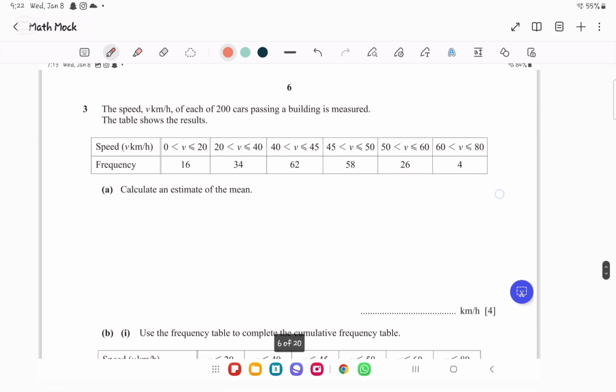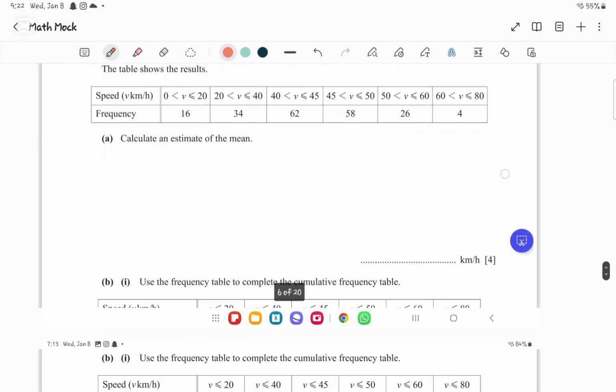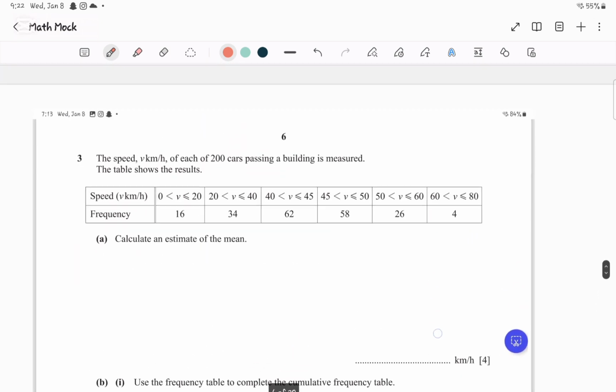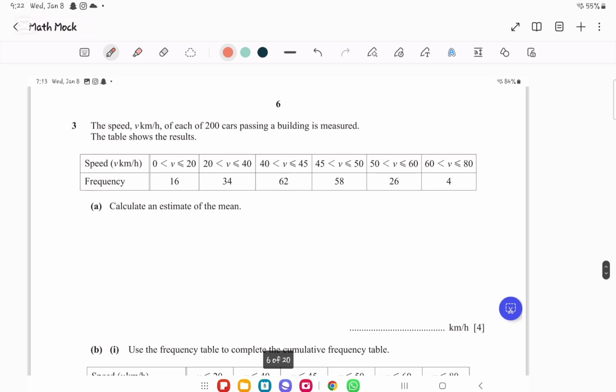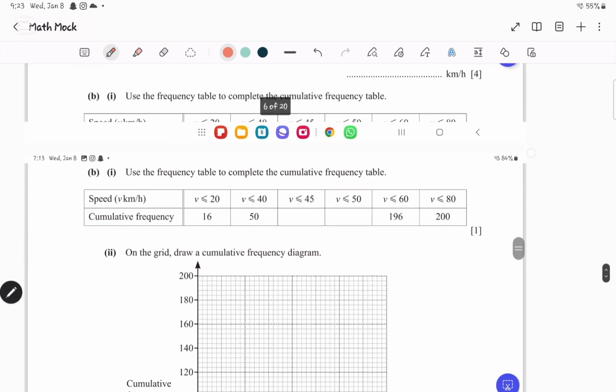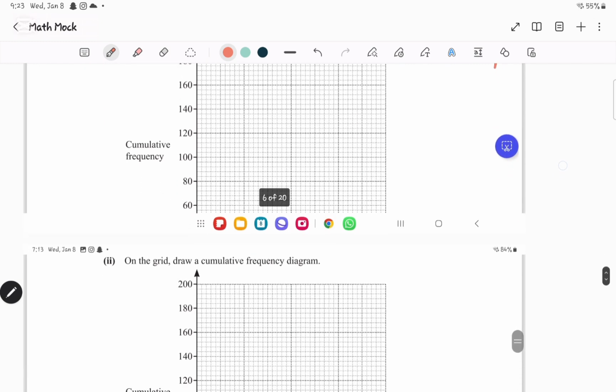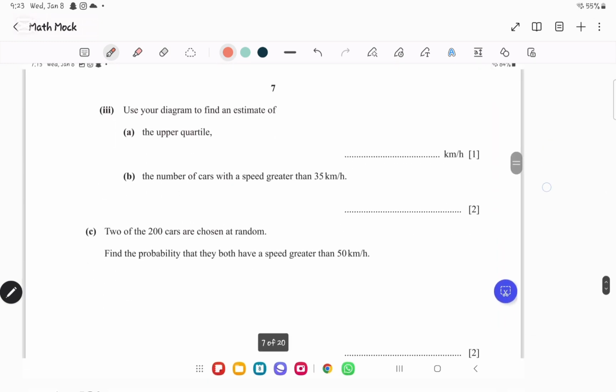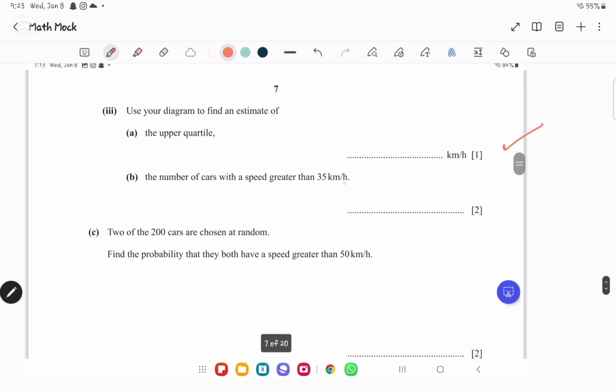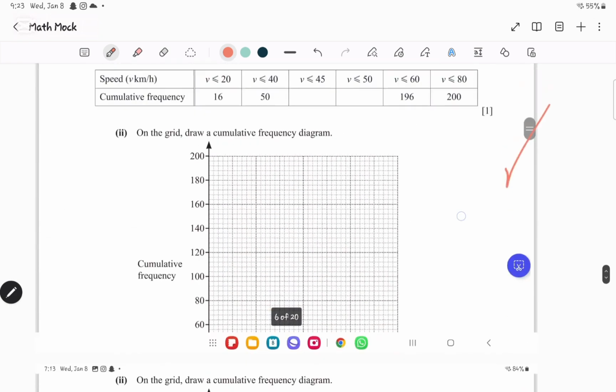And now we have a new past paper. Okay, we're going to move on to a new past paper. Question 3 is very long, but I'm pretty sure we know how to do it from now. We know how to do the mean, for sure. We know how to use a frequency table to draw the cumulative frequency diagram. We know how to find the upper quartile. Now this one is really interesting, so I'm going to do the whole thing.